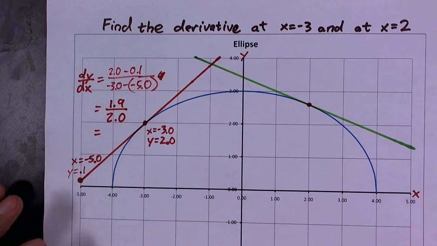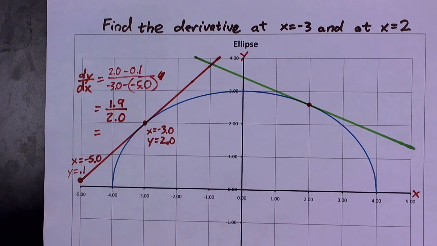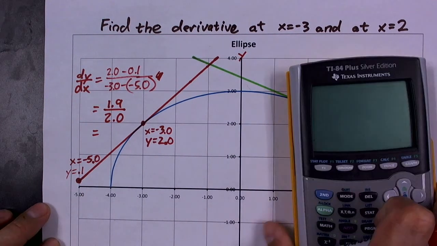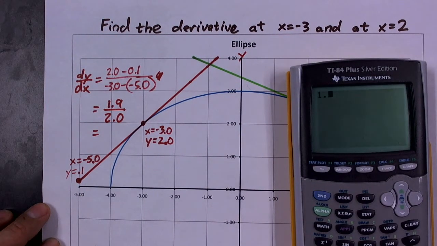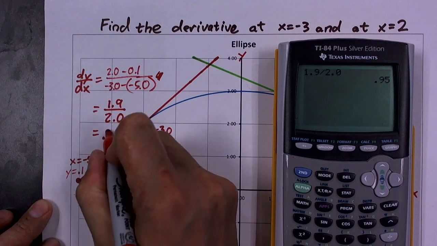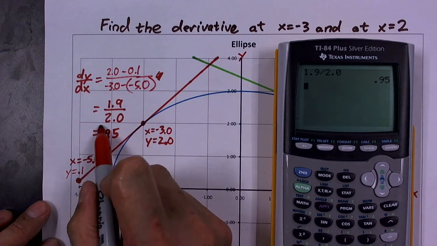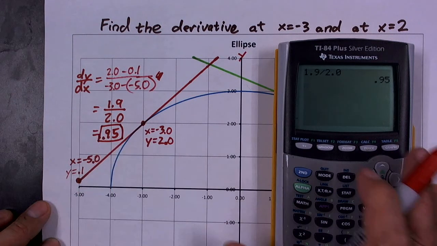And so this, give me a calculator 1 second. Where'd my calculator go? Here we are. All right. So this calculation is going to come out to 1.9 divided by 2.0, and that's going to be really close to 1, or it's going to be 0.95. And since we had two sig figs in the numerator and the denominator, our derivative at this point is 0.95.